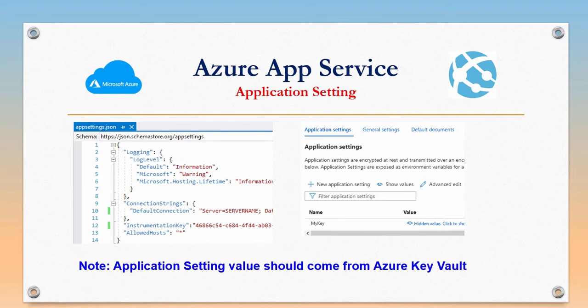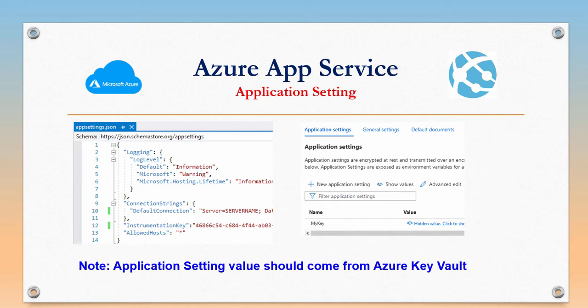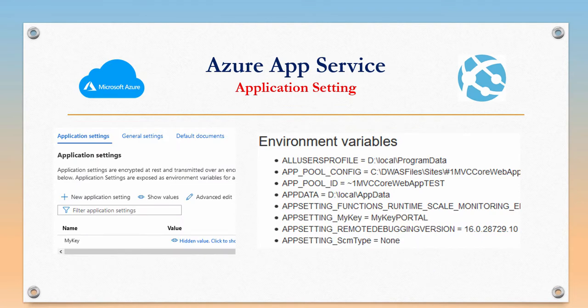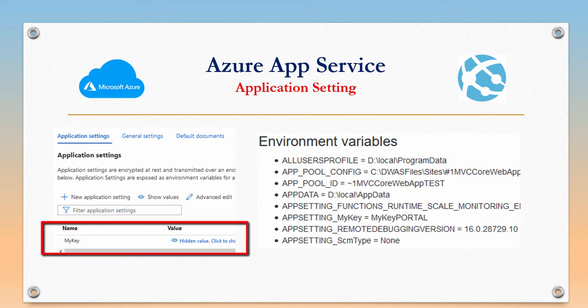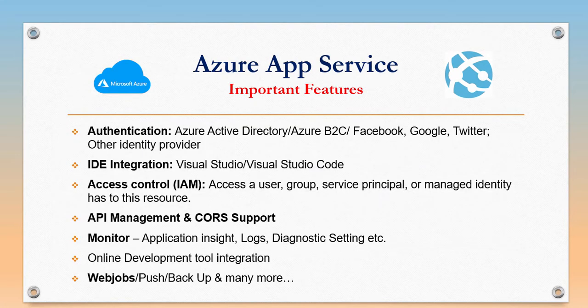So when we deploy the application in Azure, we have to create similar settings in the application settings section under configuration. A very important thing to keep in mind is that we have to keep the application setting value in the Azure Key Vault. After deployment, all these application settings are considered environment variables. As you can see in the left hand side screenshot, there is a key called my key. But in the right hand side screenshot, you can see there is a key app setting underscore my key under the environment variables.